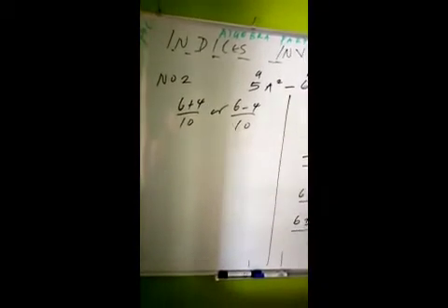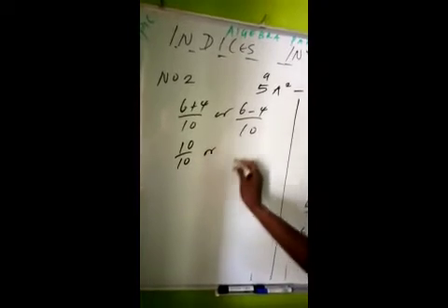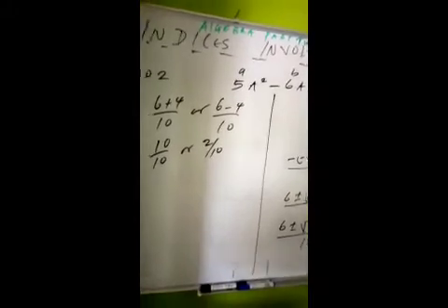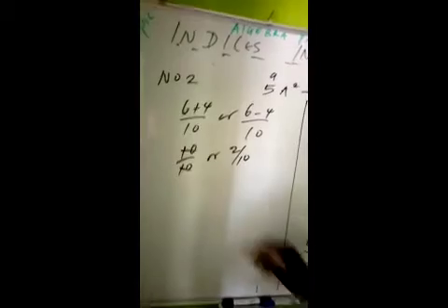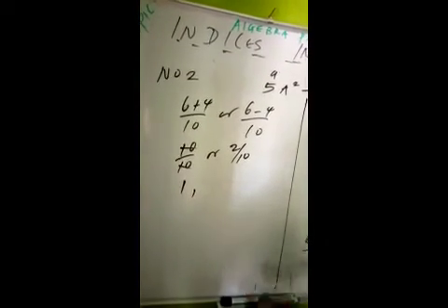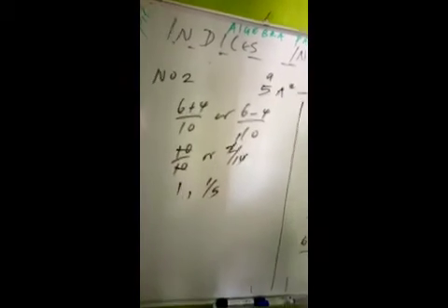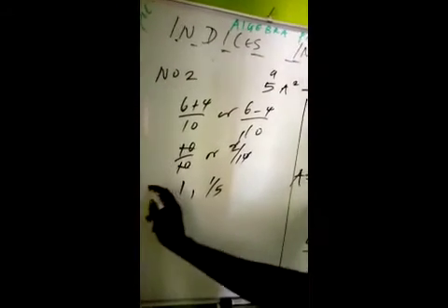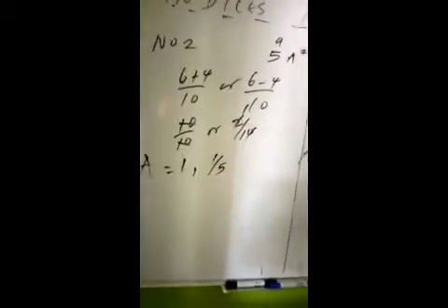Then 6 plus 4 is 10. Then say 10 over 10. Or 6 minus 4 is 2. You say 2 over 10. Are we okay? Then I can reduce this one to the whole number. I have it as 1. If you don't want to use or, you can use a comma. Then 2 over 10 reduces to 1 over 5. You have 1, 1 over 5. So therefore, we are solving with what? A to the power S. Then this is what? A is 1 or 1 over 5. But it's not the answer.